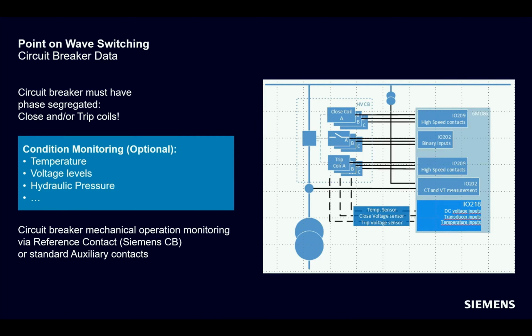That means if you need to do point-on-wave for closing and opening, you need two IO209 modules. CT and VT inputs will be connected to the IO202 module, which is part of the basic module. The position of the circuit breaker can be received with standard auxiliary contacts, which are connected to the IO202 module. If you have a Siemens circuit breaker, then a reference contact with more accurate switching position can be connected to the IO218 transducer input. If you need to include ambient temperature, control voltage, or hydraulic pressure for more accurate response time, then the IO218 module can be used as well.